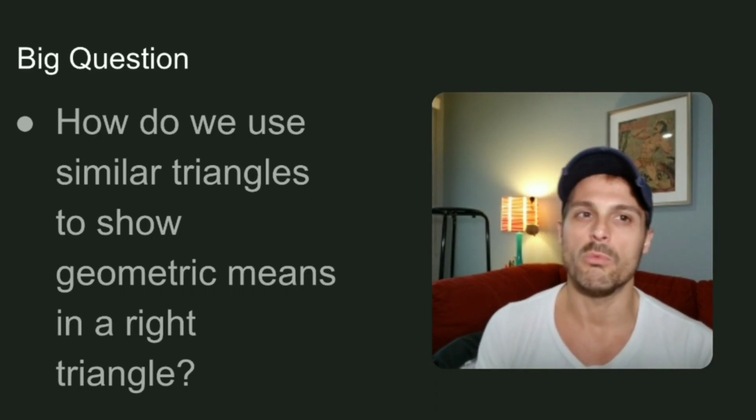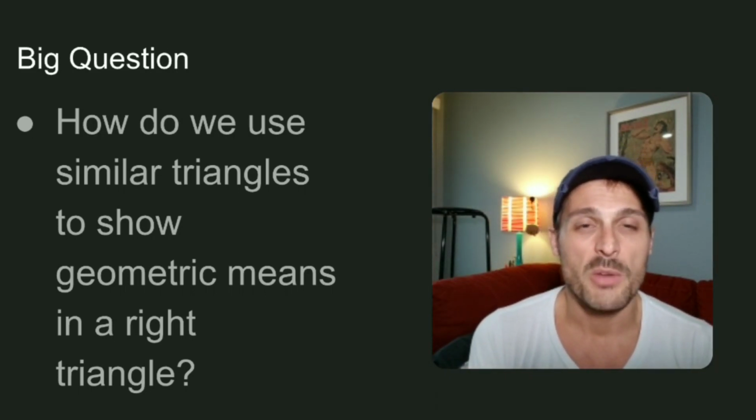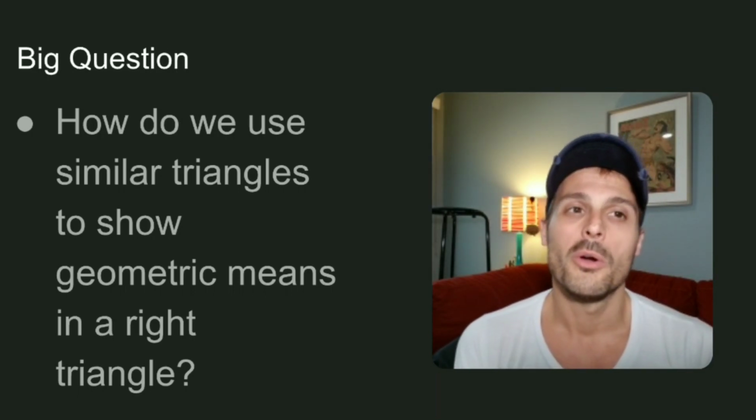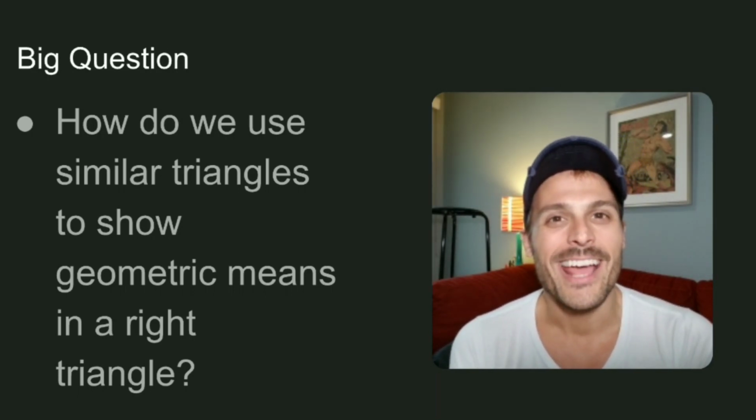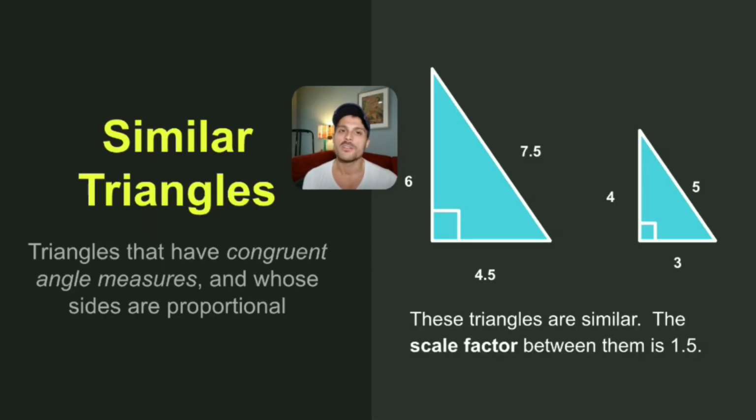We have to understand what are similar triangles. We have to understand what's the geometric mean. And then once we understand those things, we can set up the geometric mean and look at the results. What are similar triangles? Well, those are triangles that have congruent angle measures and whose sides are proportional. Proportional? Oh, that means that the sides, when I set up the ratios of corresponding sides, they're all equal.